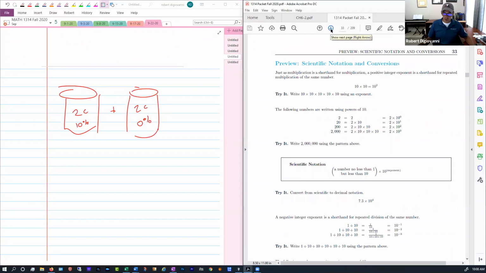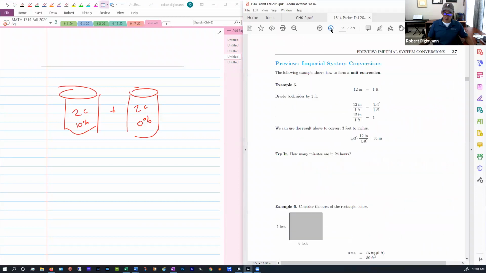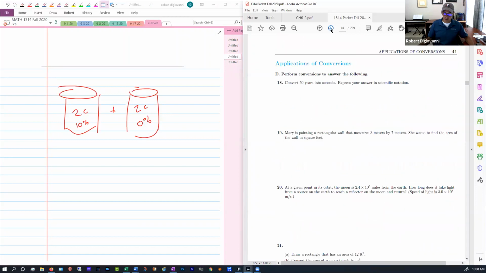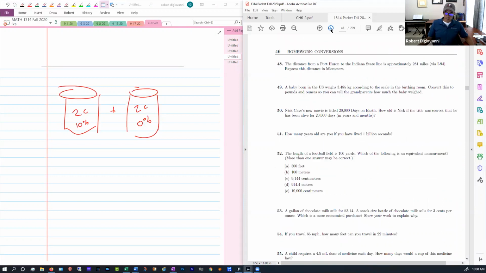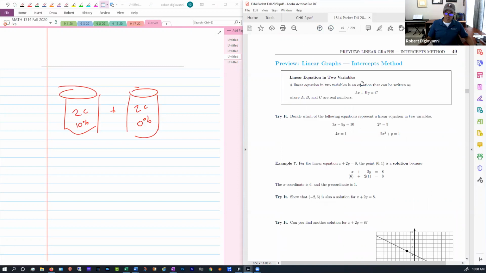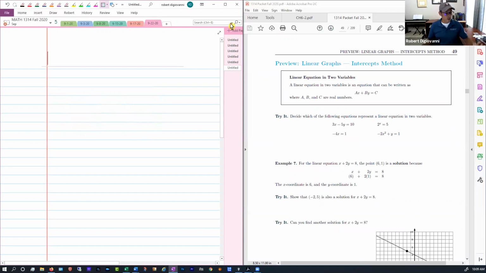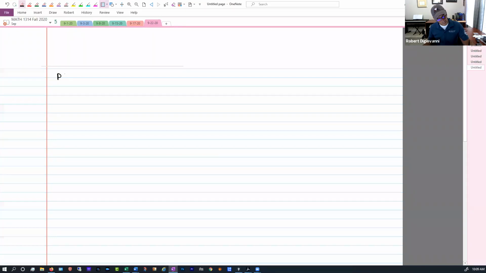Okay, we are going to move on. We're skipping scientific notation. So that's going to put us all the way down to, here we go, page 49 now. And we're going to be talking about linear graphs. So page 49 is where we're going to be, linear graphs. Okay, so let's start this out with just a brief conversation about equations and things that we've done already.